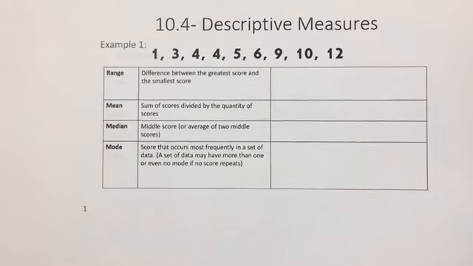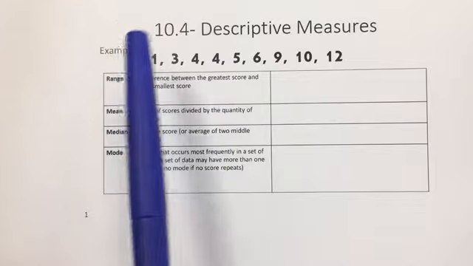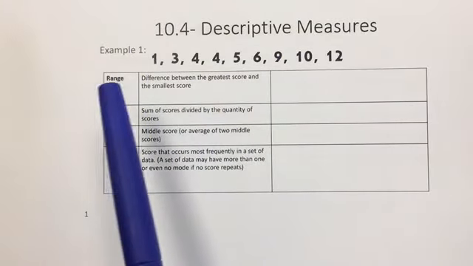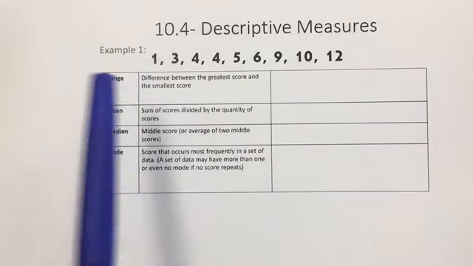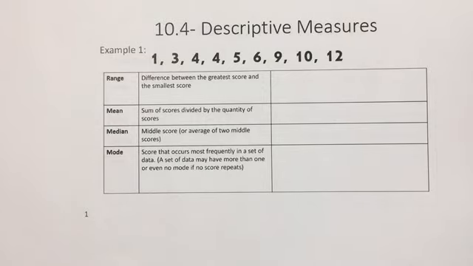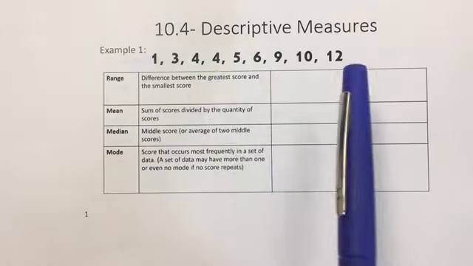So, first thing, whenever we're using these descriptive measures, is we want to order the numbers least to greatest. And this first one, I did order them for you. From now on, they will not be ordered. Okay, so before you start anything, you need to order them least to greatest.